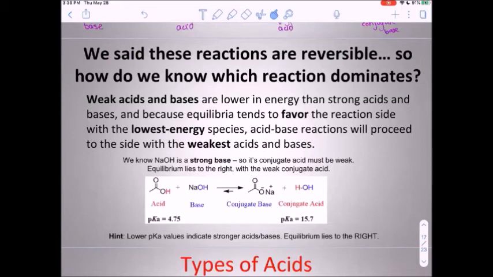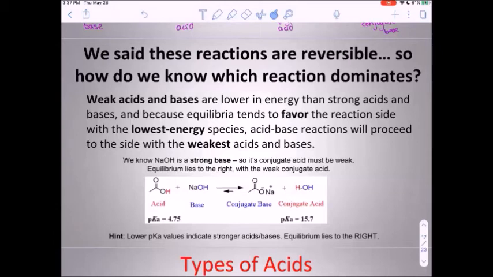How do you tell which is the weak acid and base? Well, you know your strong acids and bases, so you know the conjugate pairs that will be weak as a result of this. For example, here, we know NaOH must be a strong base. It's one of the ones from our list for the bases. So its conjugate acid must be really weak. That means the equilibrium is going to lie to the right side where that weak conjugate acid is.